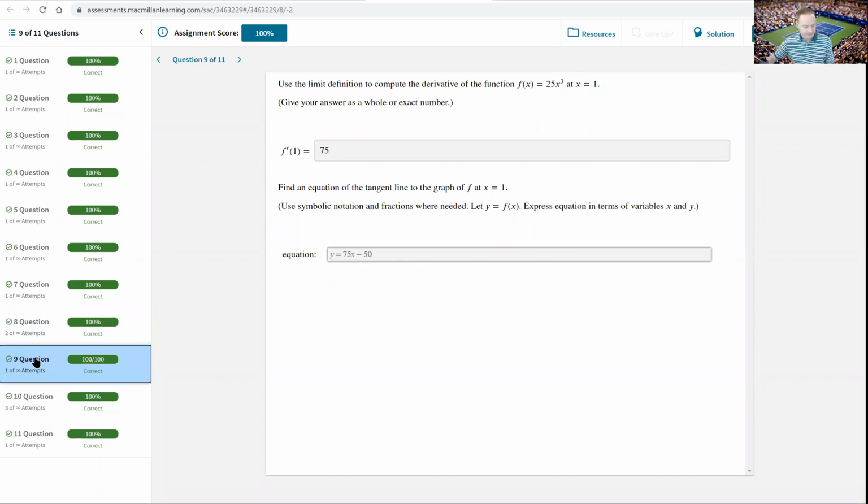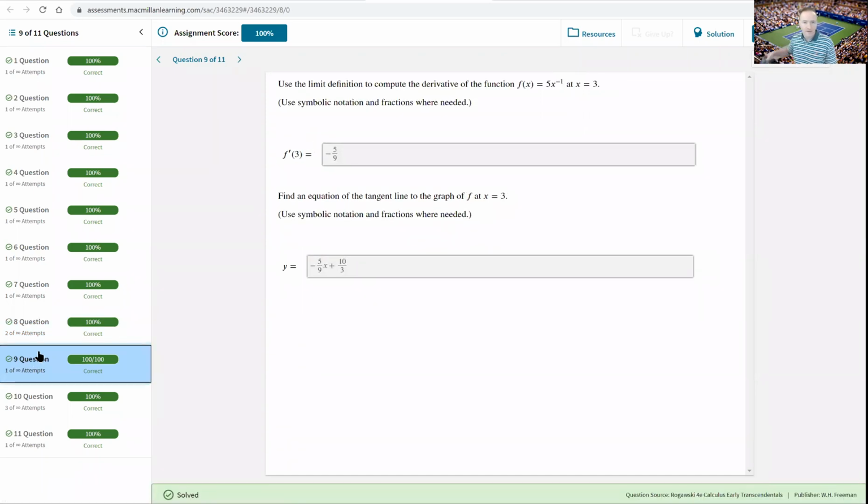Not too bad. Up next, one that's very similar to it, we have f of x is equal to 5x to the negative 1, and we're interested in the slope at x equals 3. So I need to find the derivative of this, and I'll find that derivative algebraically. And then once we find the derivative, which gives us the slope of the equation at x equals 3, we can then find the equation of the tangent line at that same point.